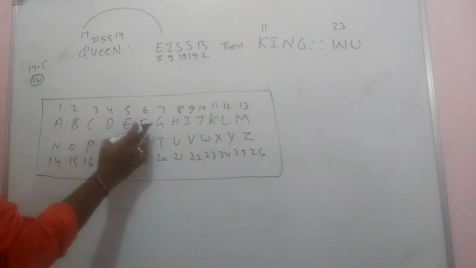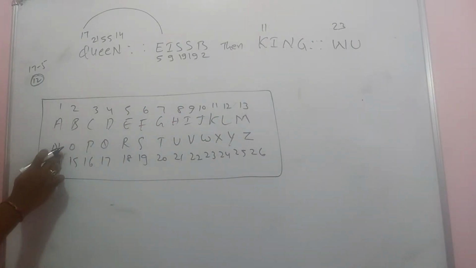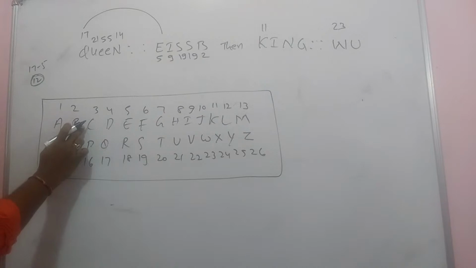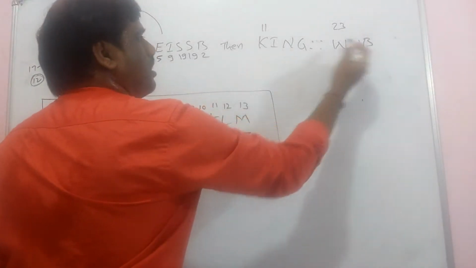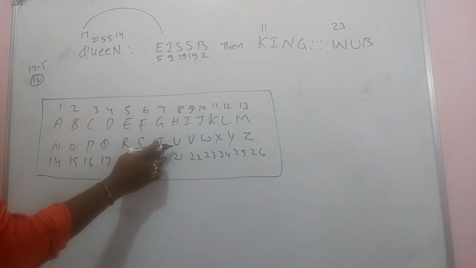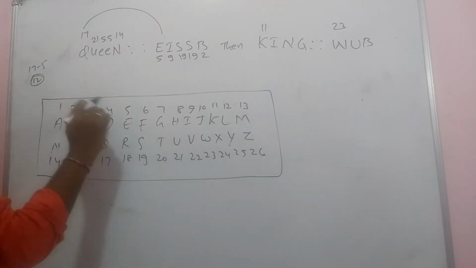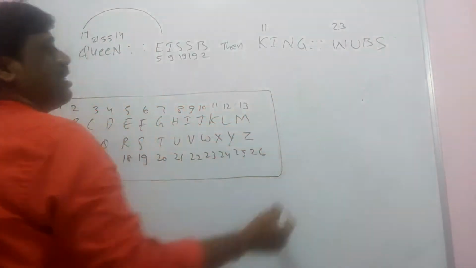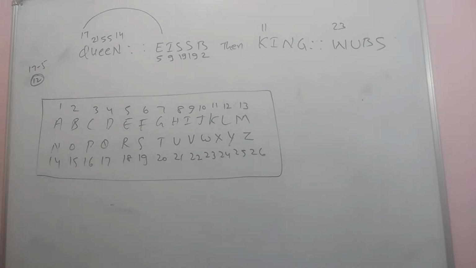Okay. N is here, this way. So this corresponding is B. Okay, B we will get. G is here, this corresponding is T. T back, you get S. So the answer is WBS.